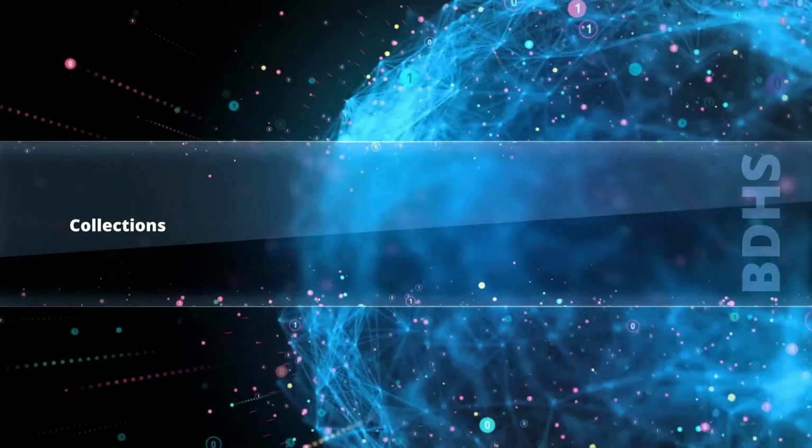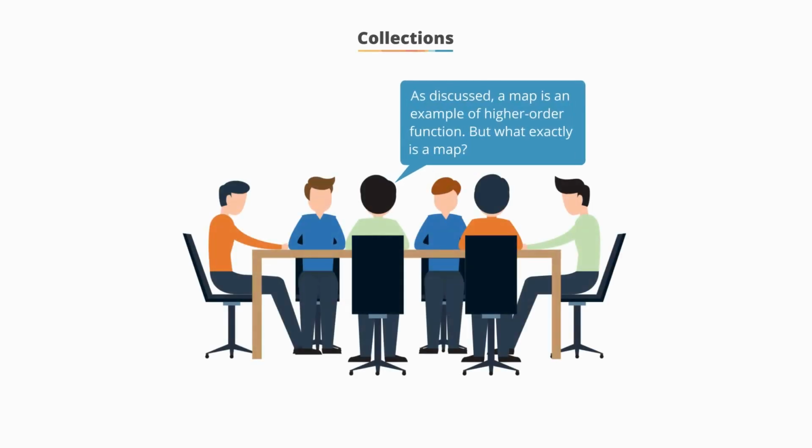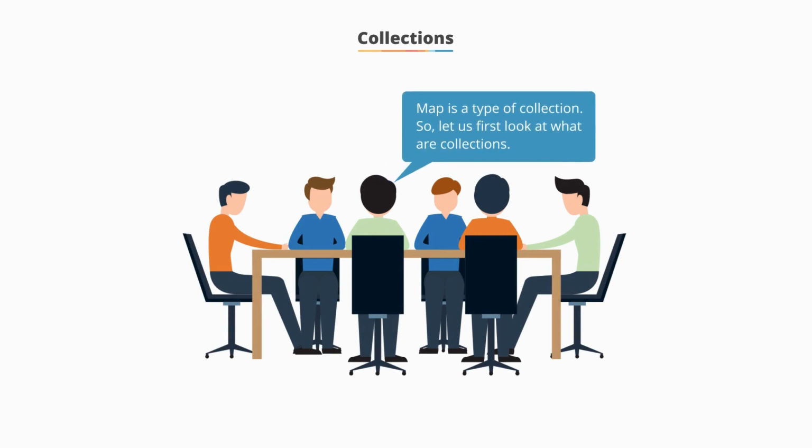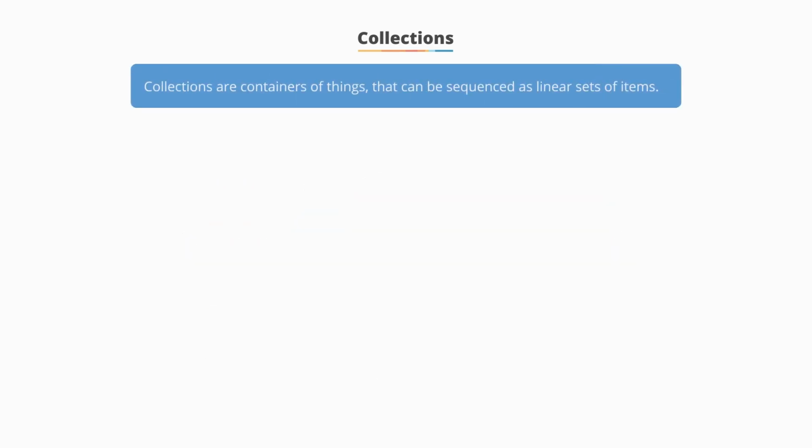Collections. As discussed, a map is an example of higher order function. But what exactly is a map? Map is a type of collection, so let us first look at what are collections. Collections are containers of things that can be sequenced as linear sets of items. Collections may be strict or lazy. Lazy collections have elements that may not consume memory until they are accessed, like ranges.